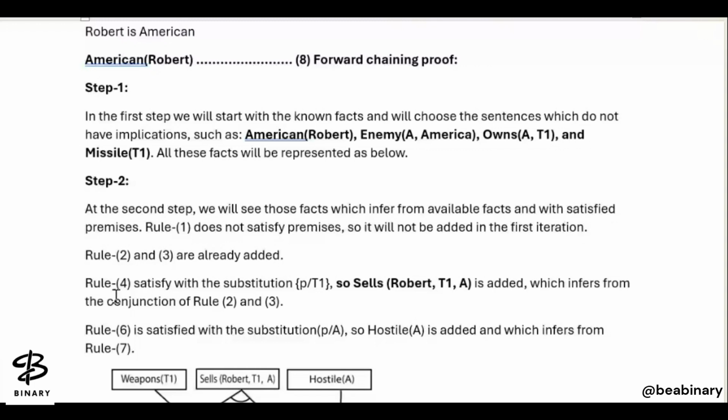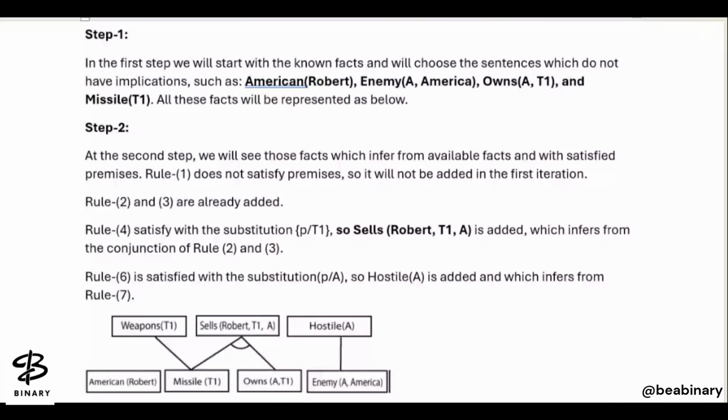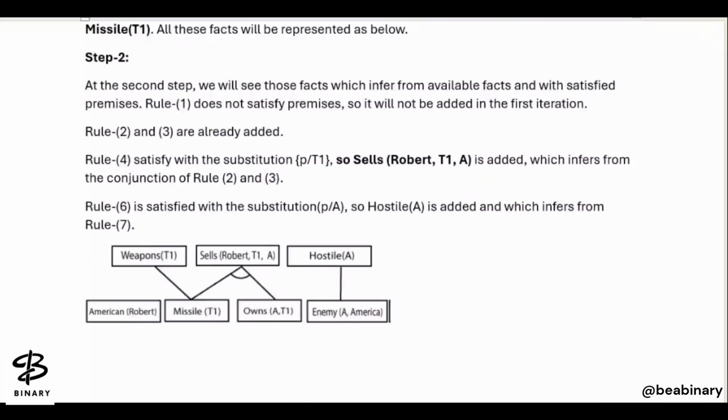So it will say Sells(Robert, T1, A) is added, which is inferred from the conjunction of Rule 2 and 3, and Rule 6 is satisfied with the substitution. So Hostile(A) is added, which is inferred from Rule 7. So here simply we are talking about the weapon, the missile sale, who owns it, and that the hostile will be the enemy of America. These two facts have been achieved by this.